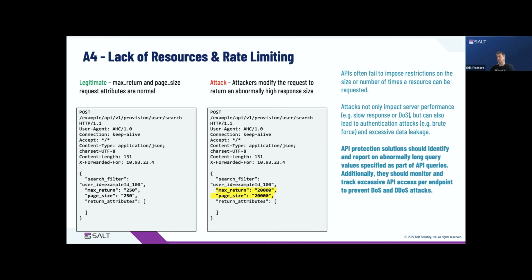That could really have as an effect that the performance of the application goes down, or maybe even the application goes completely down. And if it's single-threaded, other users now need to wait till you load those 20,000 pages. So API protection solutions should identify and report on those abnormal long query values, and they should be able to block them.